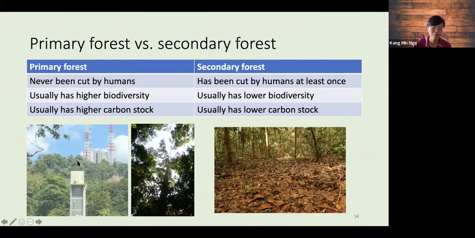So the bottom two pictures on the left show some snippets of primary forest. Actually, the one on the left shows Bukit Timah, but from a ground level. And there are only two places in the world where you can access a tropical primary forest so easily. One is São Paulo in Brazil, and the other is Bukit Timah in Singapore. So Bukit Timah is very precious. And the picture on the right shows the understory of a secondary forest, so a bit sparse, and that's why it has lower diversity and lower carbon stock than primary forest.